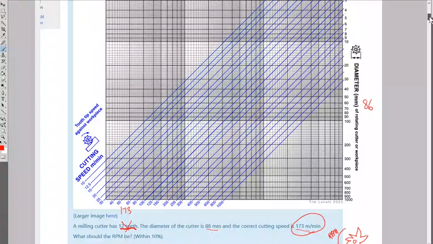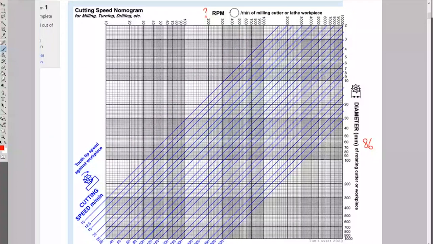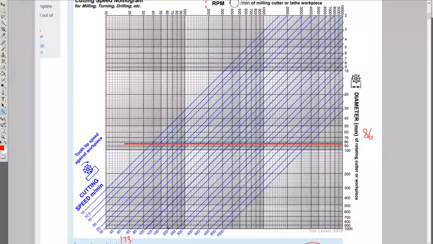So we need to pick up 86 in diameter. That's the first thing to begin with. So when we look in here, 86 is between 90 and 100. So we'll start there. And the other number that we have is the cutting speed of 173. So there's 150, there's 200. So 173 is going to be in between those two. Now, these are logarithmic scales. You notice these are getting up faster and faster as you go. So the 173 won't be in the middle, it'll be a little bit closer to the 150. And so something like that.